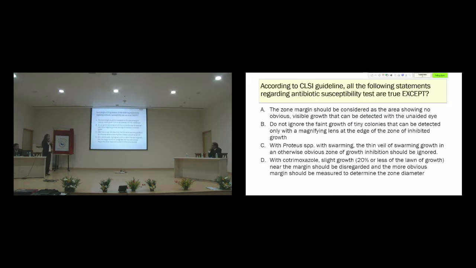Next, coming to the question, please answer this question. This is about how we go about reading the AST plate. A brief note has already been described by sir. Please answer this question.